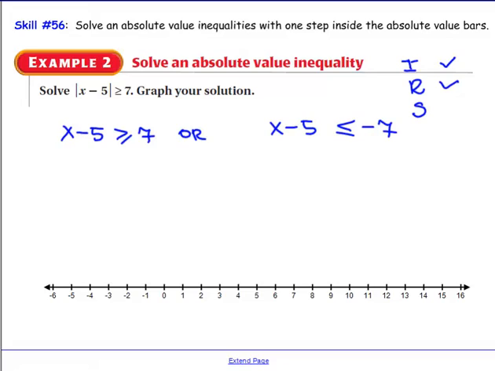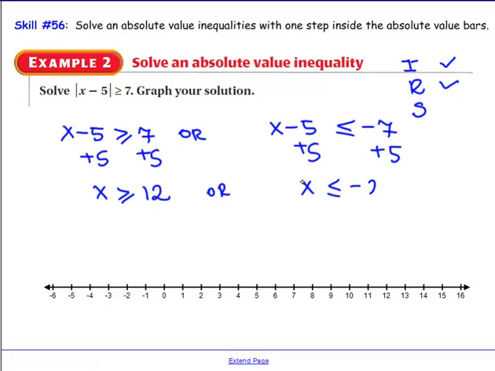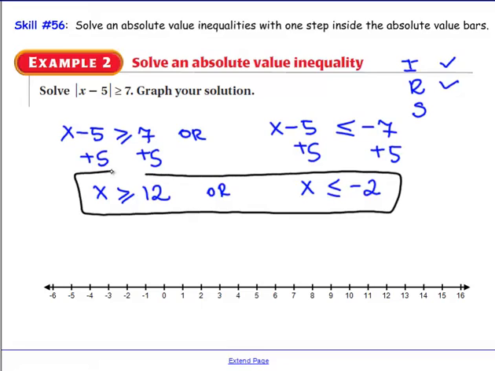I do need to solve, so what I'm going to do is add 5 to both sides, which gives me x is greater than or equal to positive 12. Or I need to solve the second inequality, so I'm going to add 5 to both sides and get x is less than or equal to negative 2. So this is my answer. There's nothing else I need to do. I finished my 3 steps, and I just need to graph it.